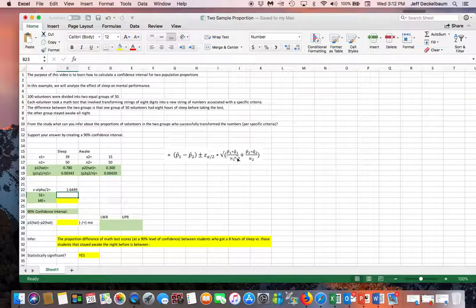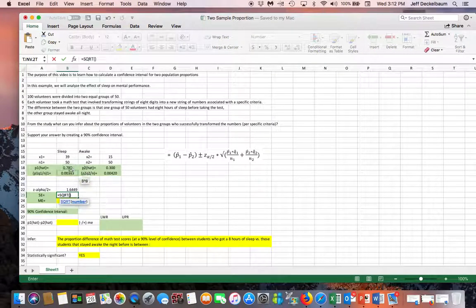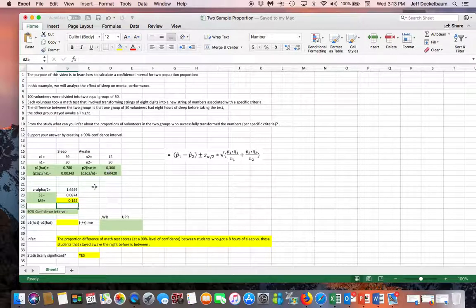The standard error, which would be the sum of these two terms square rooted, is equal to the square root of, and we're just going to add this term and this term, and we now have that. And then our margin of error is simply the multiplication of these two numbers right here. So it's this times this. So 0.144 is our margin of error.